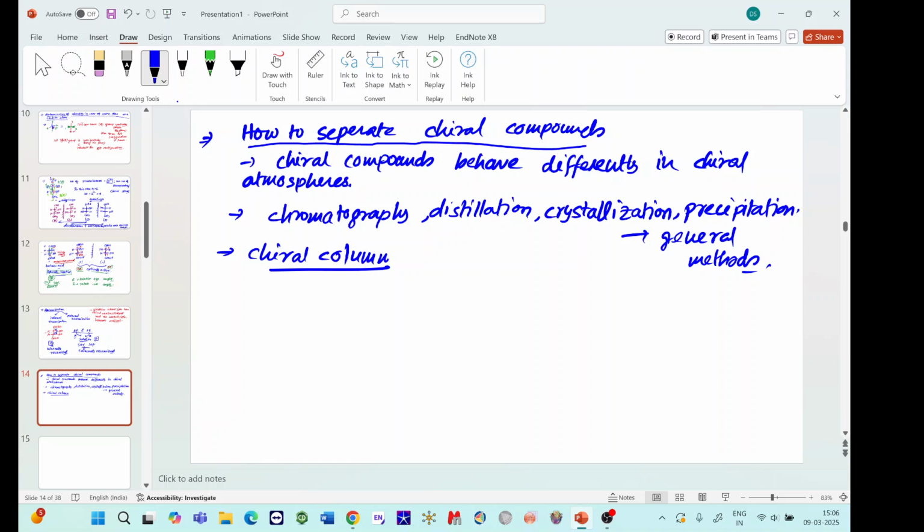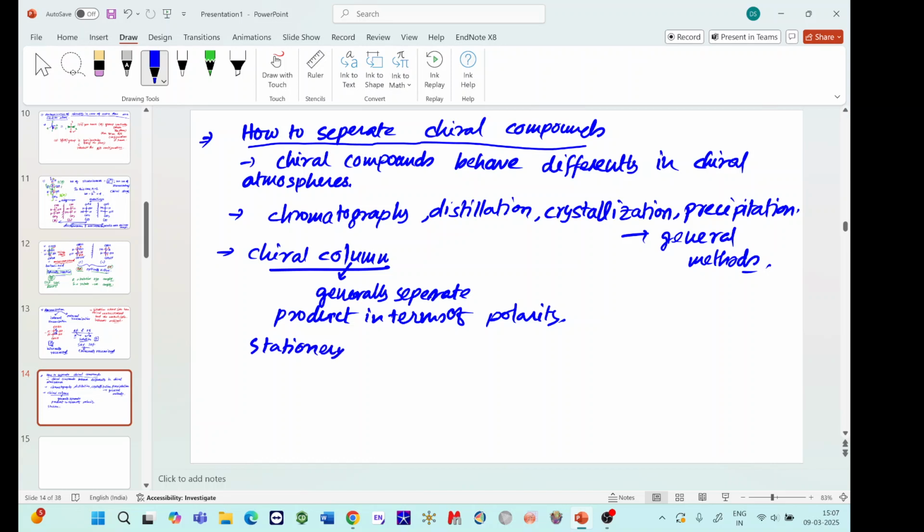Anyone? Have you heard about column chromatography? Yes, sir. In column chromatography, we generally separate products in terms of polarity, right? So there is a stationary phase and a mobile phase.